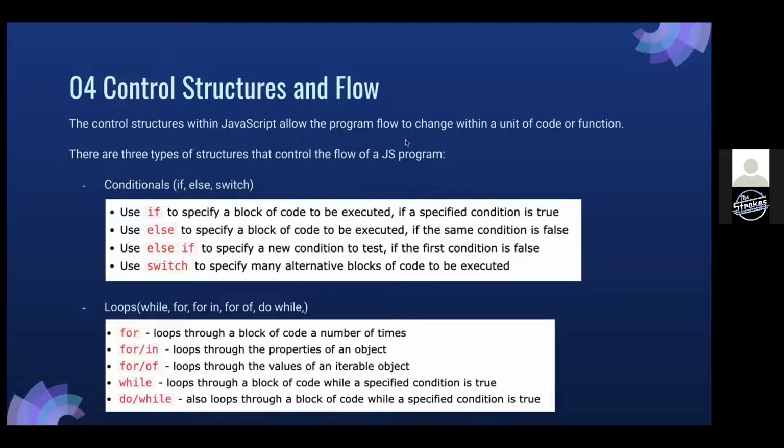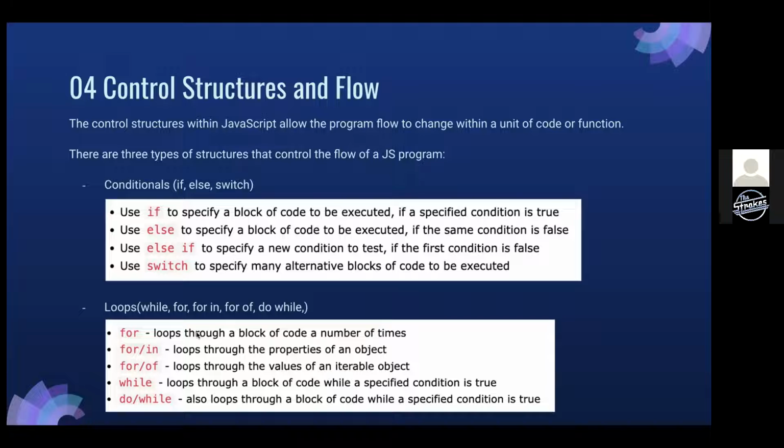And switch is kind of like case in C++, but here it's switch in JavaScript. The other items over here are loops: for, for in, for of, while, and do while. So a for loop loops through a block of code a number of times. A for in loop loops through the properties of an object. We'll go through what an object is in a little bit.